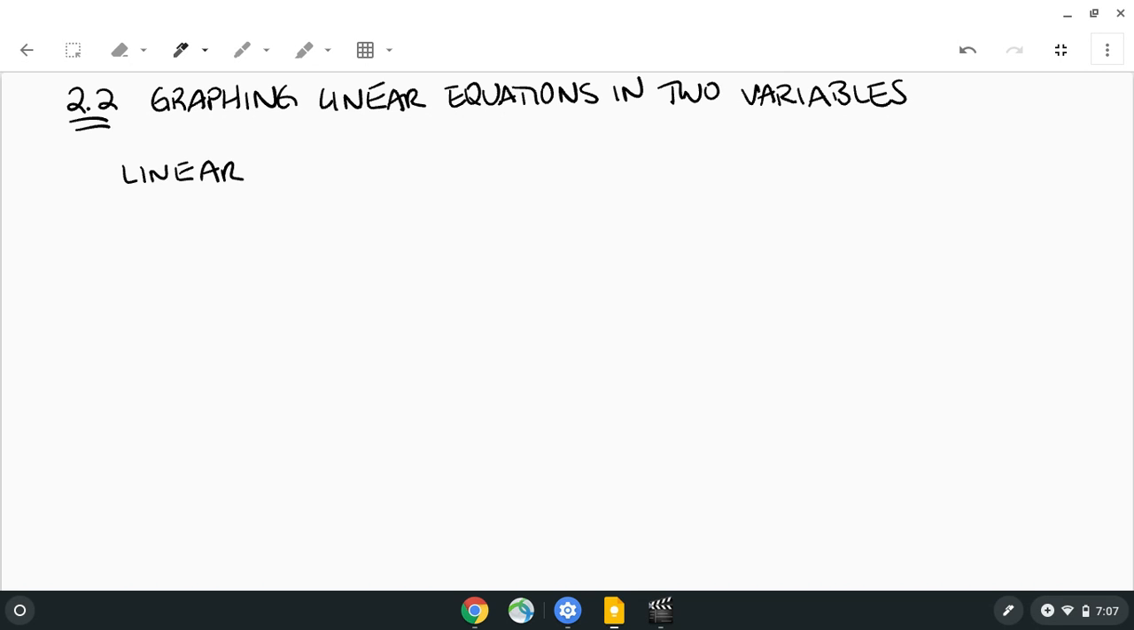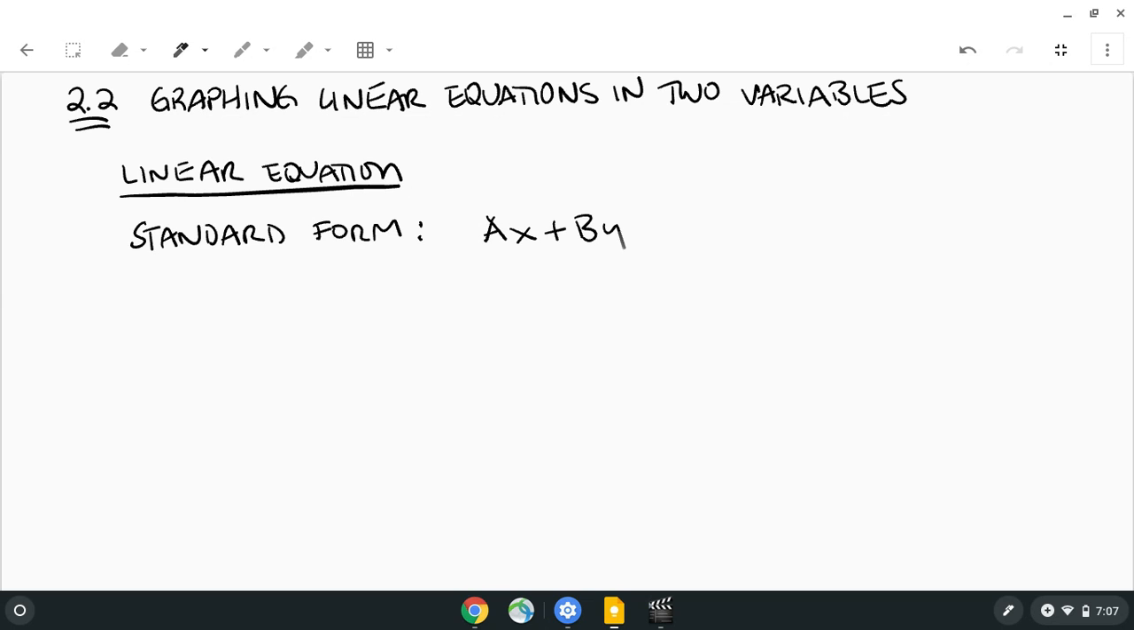Okay, so linear equation. Let's take a look and see what that is. Standard form looks like this: Ax plus By equals C. Notice there are no exponents here, or, well, no exponents larger than 1.